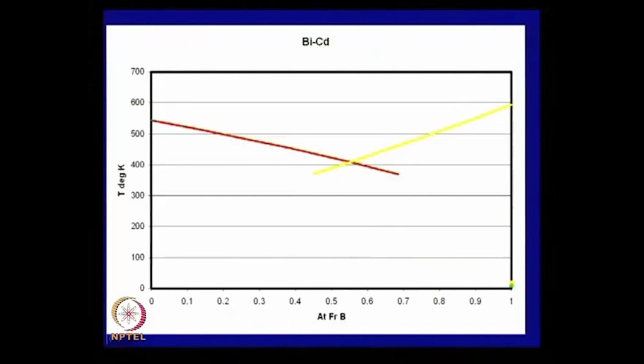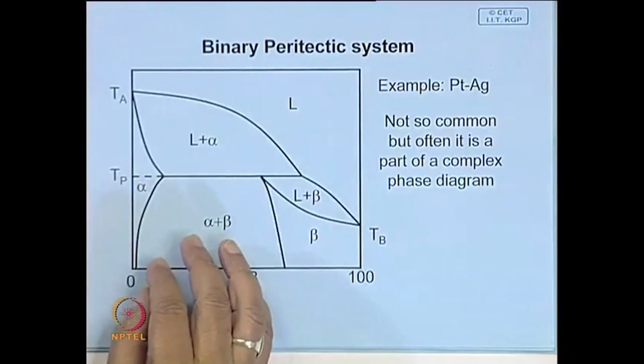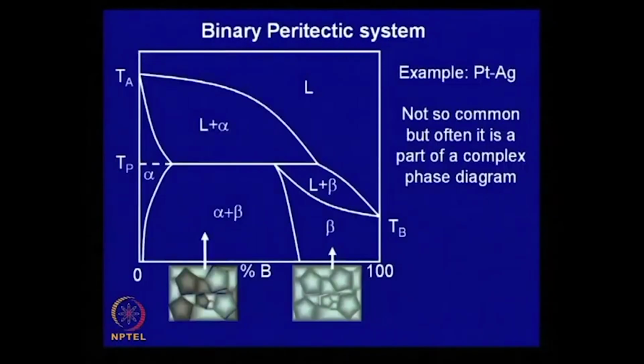Now, next, we also looked at the binary peritectic system. When you look at the phase diagram, we said this is a very useful tool by which you can know about the phase percentages and make quantitative estimates, like in this particular case, this alpha plus beta region, how will its property depend.